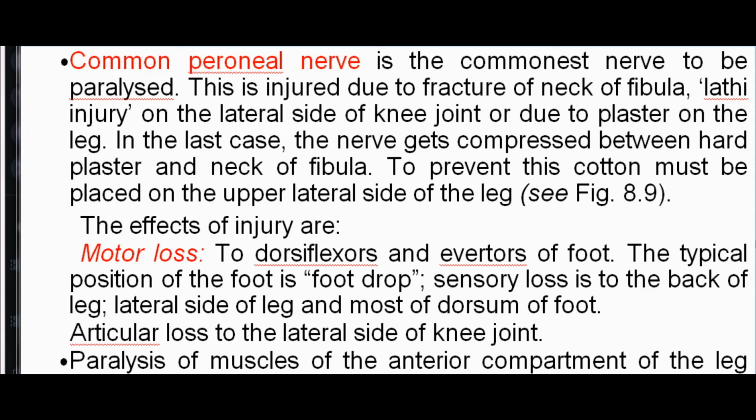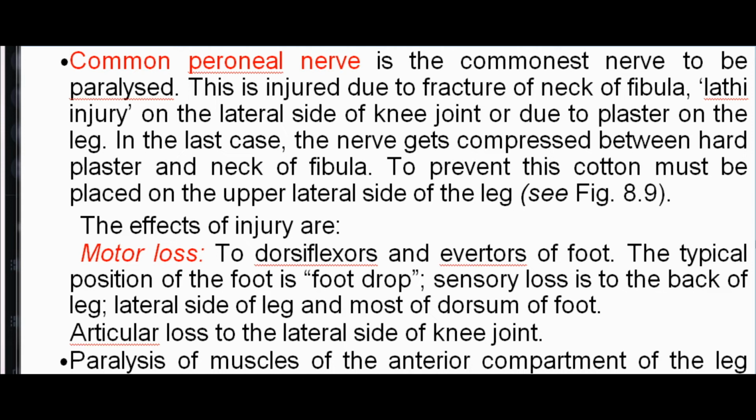This is injured due to fracture of the neck of the fibula, a blow on the lateral side of the knee joint, or due to plaster on the leg. In the last case, the nerve gets compressed between the hard plaster and the neck of the fibula. To prevent this, cotton must be placed on the upper lateral side of the leg, see Fig 8.9.